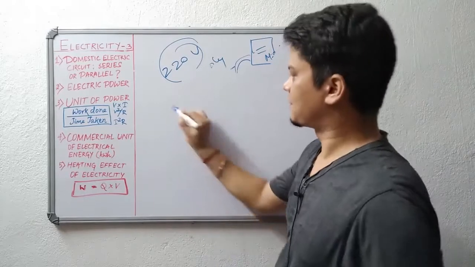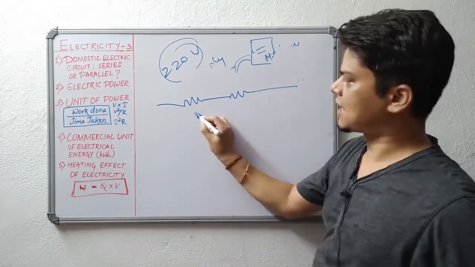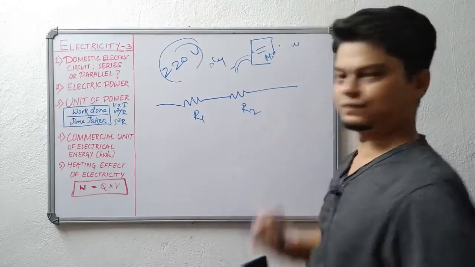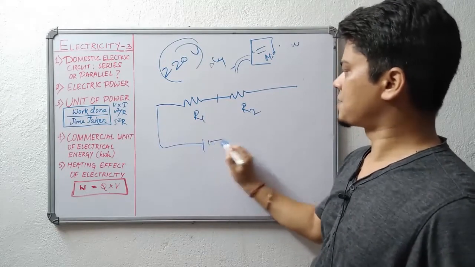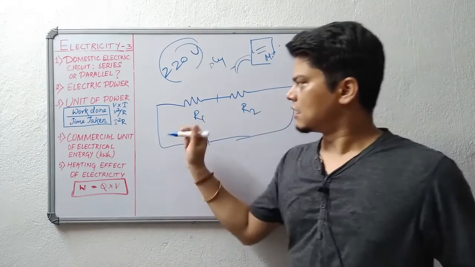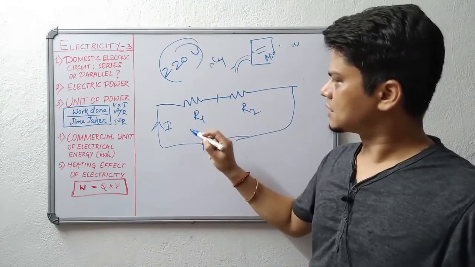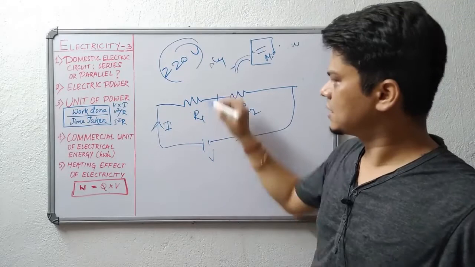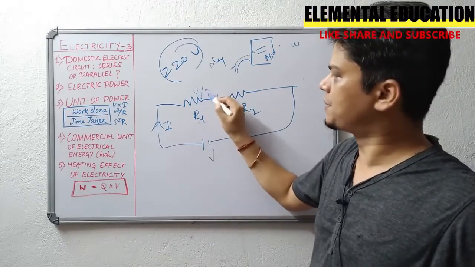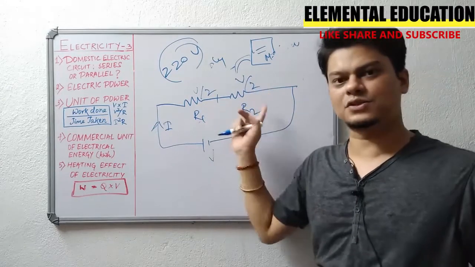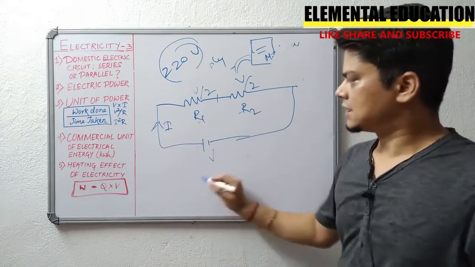Suppose this is a load, this is a resistance, and this is another resistance, R1 and R2. If these two resistances are connected in series, what happens? The current remains same. Then the voltage V drops. Suppose R1 and R2 are the same, then the voltage across these two will be V by 2 and V by 2. Voltage drops equally. The current remains same. The current is not divided.